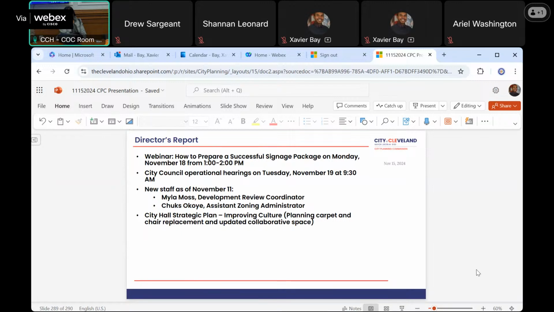Few more things. The last bullet point on here is that we are improving culture, part of our strategic plan for City Hall, and planning is gonna get new carpet and chairs. Like, that's part of culture? We're getting new carpet. We're so excited. No, this is a big deal for us, and we're gonna get an updated collaborative space, so we're gonna have more spaces to get together. We will have more ergonomic chairs, and you can see that there's furniture everywhere in City Hall now, so it's been really good.